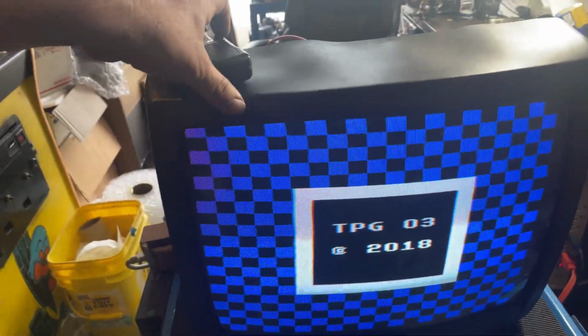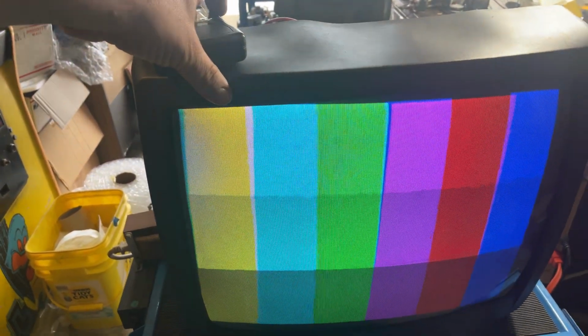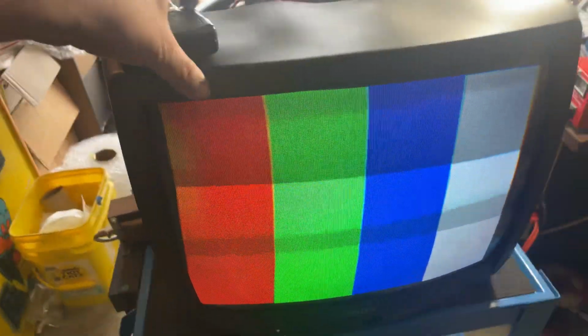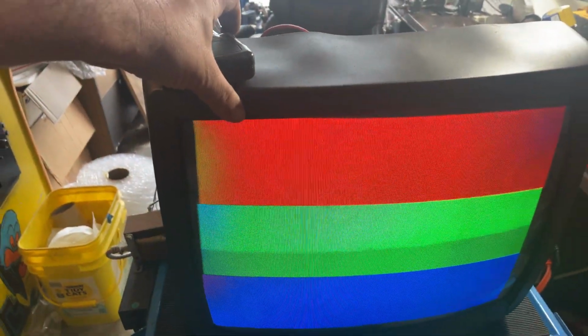Hey, this is Paul. This is a repair for Jason. This is a K4900 early version. Came to me with the appearance of being dead. It actually was not.